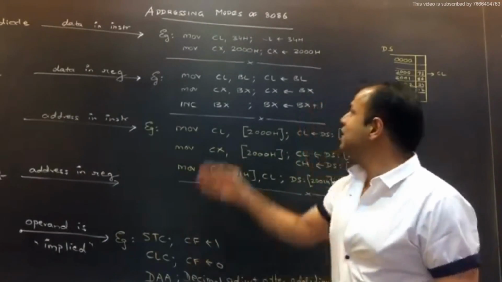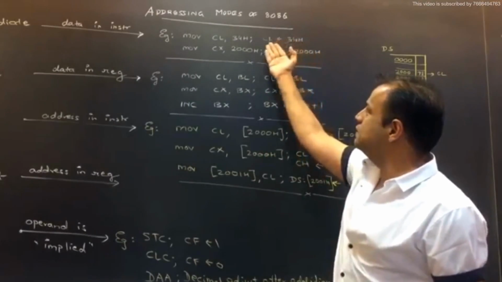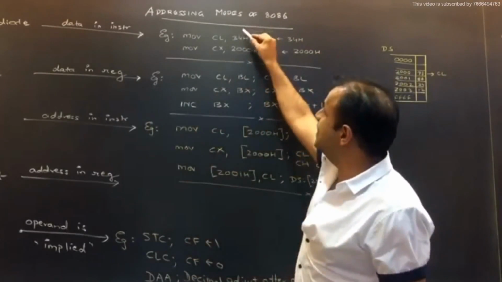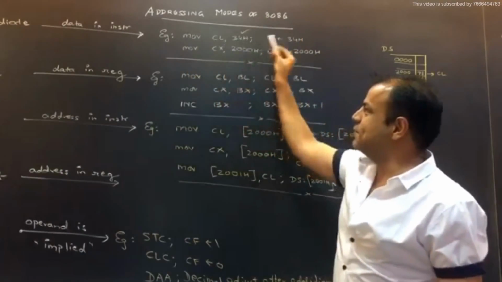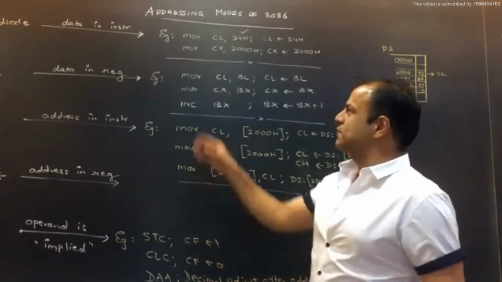Yeah, value 34. That means 34 is your data which is going into CL. So since data is given in the instruction, it is an example of immediate addressing mode. Let's take one more example.